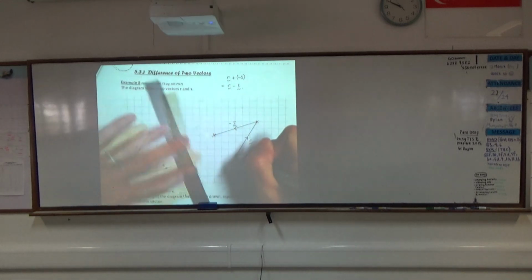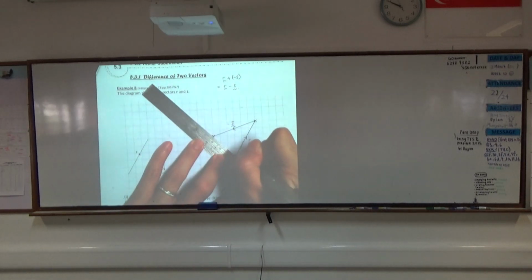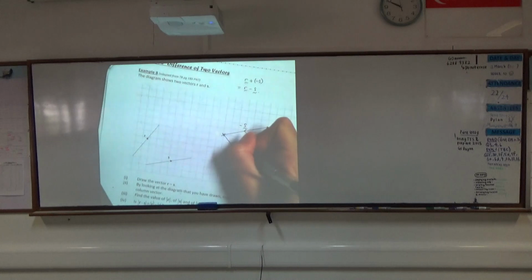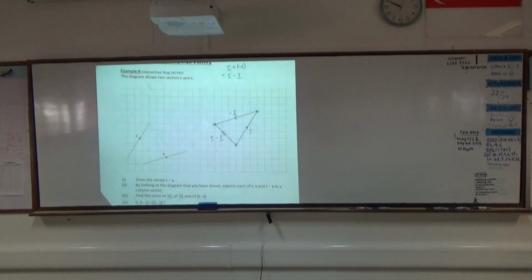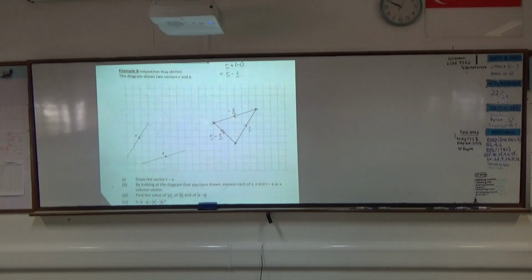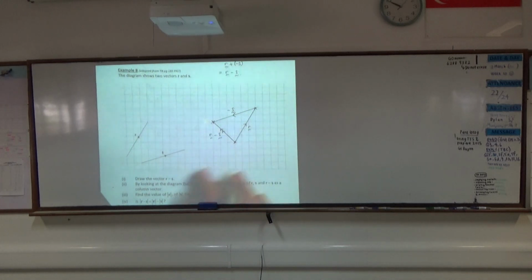Start point to the end point will be the vector R minus S. Okay, this is when I use triangle law.